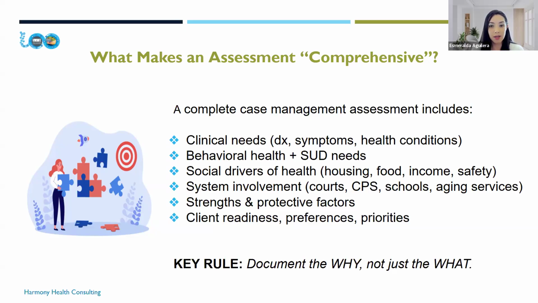The next component that we're assessing with the comprehensive assessments are the social drivers of health. Housing, food access, financial stability, transportation, any safety directly impacting their health is something that you're assessing during this time. If these aren't addressed, it's very hard for clients to make any progress in any other areas. So it's really crucial that the social drivers of health are identified during the comprehensive assessment.